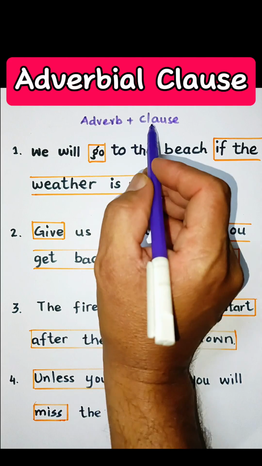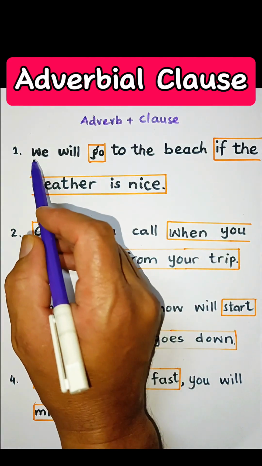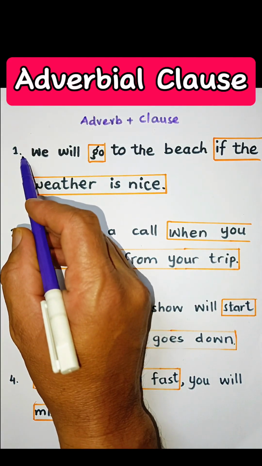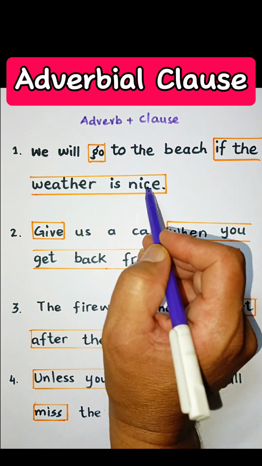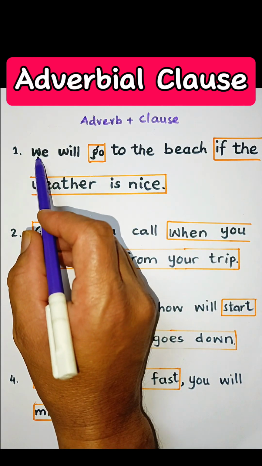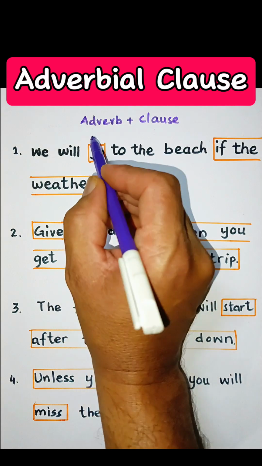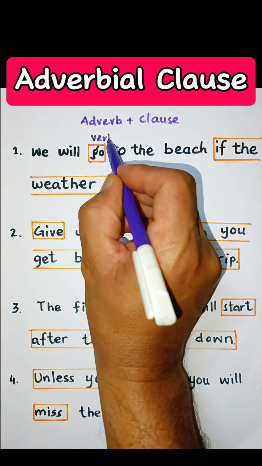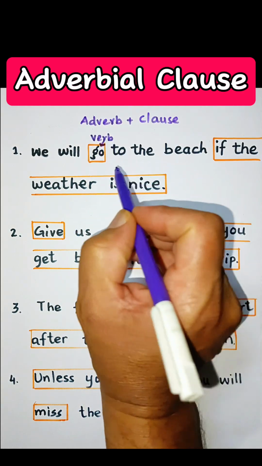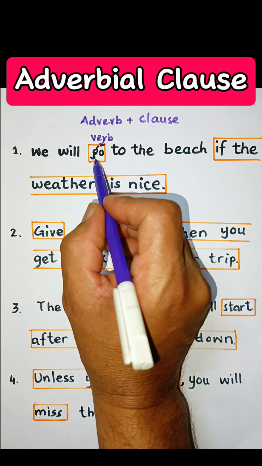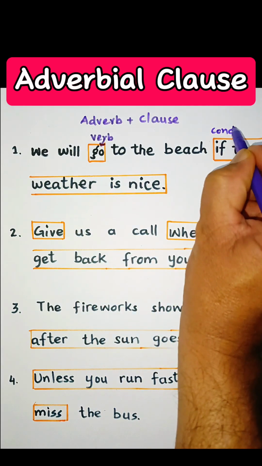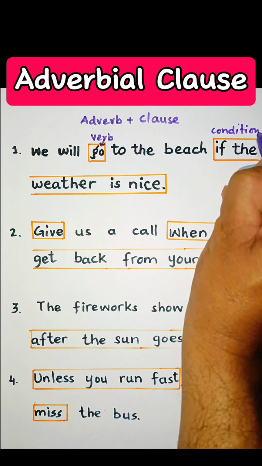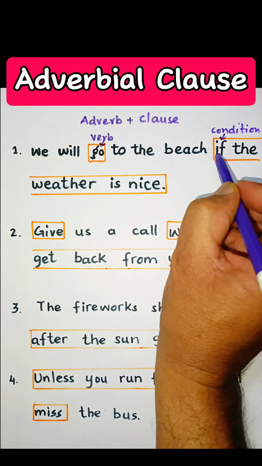So adverbial clauses can be understood through these examples. We will go to the beach if the weather is nice. You can see that we will go. So over here the verb is go, but it has got some condition with it. What is that condition? That condition is reflected through the word if.